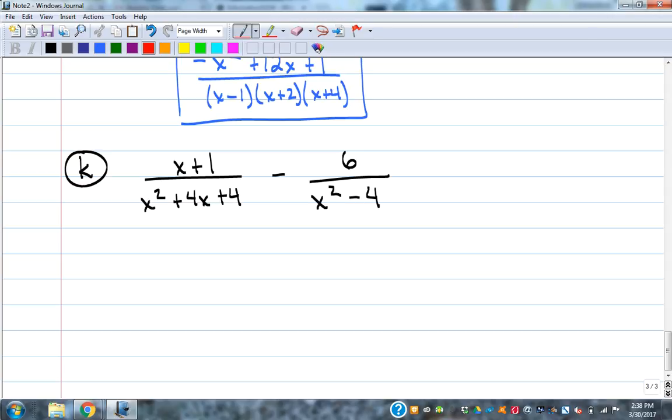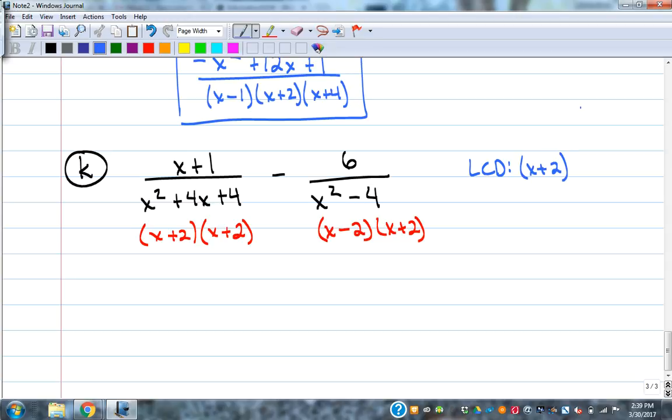So, what do we need to do first? Back to the denominators. What does the first one factor as? Yeah, x plus 2 twice. And I usually don't write those with the squared beside it because it helps me see it better if they're both there. What does the second one factor as? X minus 2, x plus 2. All right, now that's going to help us find the least common denominator, which they share what? One x plus 2.